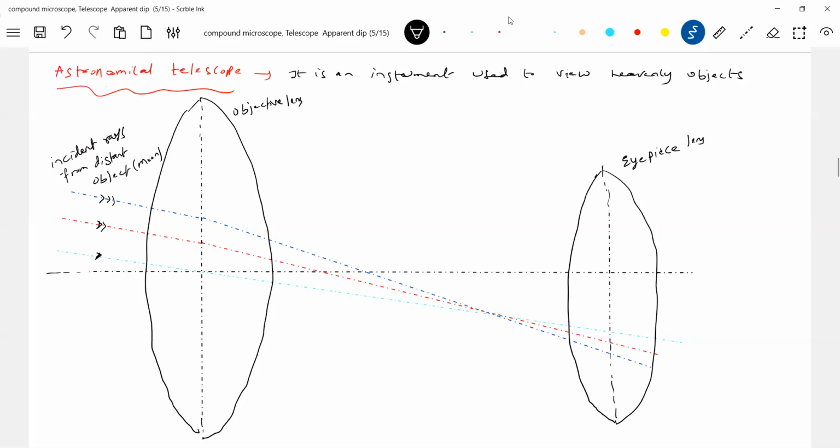So what happens to the rays? As they are coming from infinity, where should they converge? They should come and converge at the focal length. The image I1 is here. So what should this distance be? This must be equal to F naught. I think everyone accepts this.